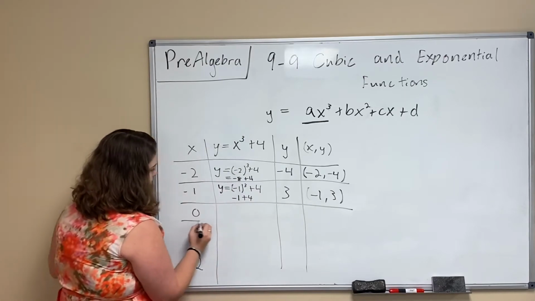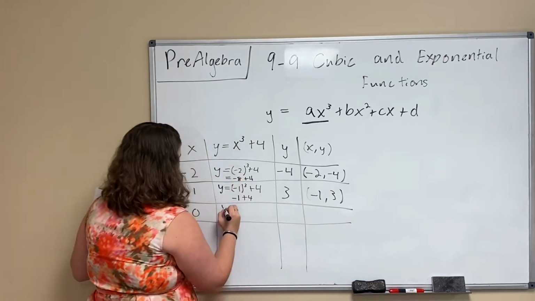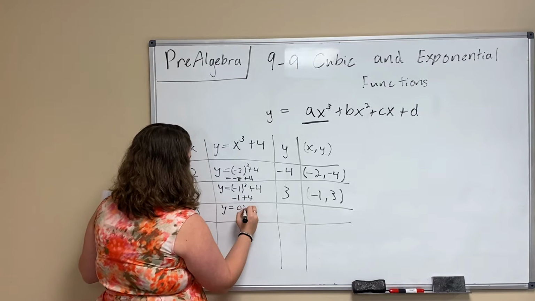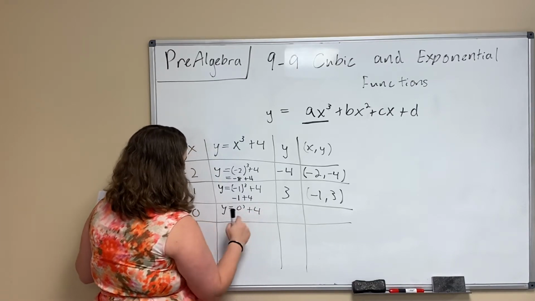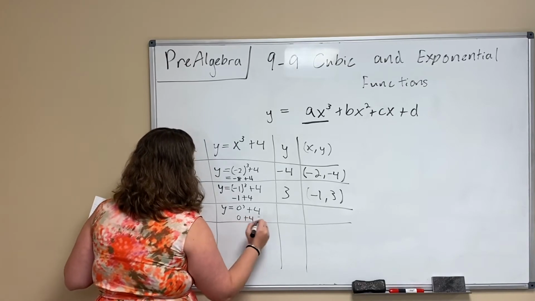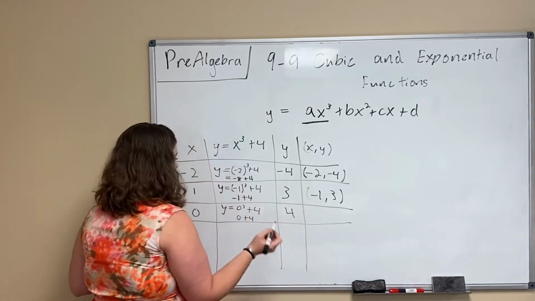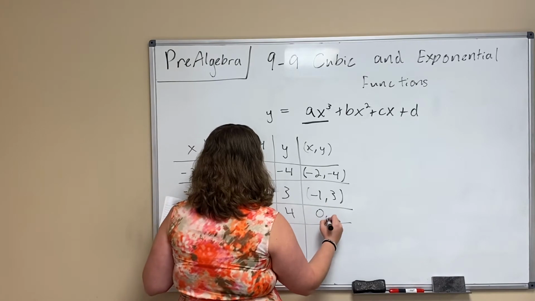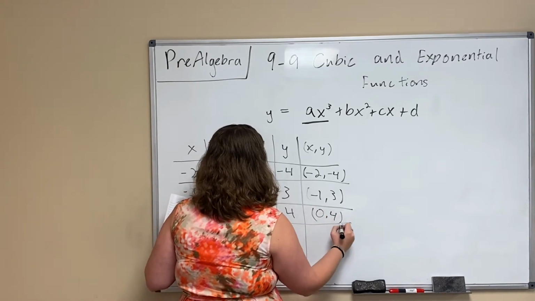All right, then we're going to plug in 0. We're going to get y equals 0 cubed plus 4. Now 0 cubed is just 0, so my y equals 0 plus 4, or 4. So when x is 0, y is 4.